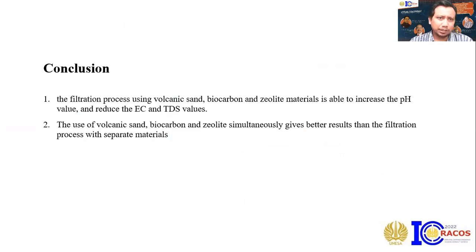Conclusion. The filtration process using volcanic sand, biocarbon and zeolite material is able to increase the pH value and reduce the electric conductivity and total dissolved solid values. The use of volcanic sand, biocarbon and zeolite simultaneously gives better results than the filtration process with separate material.